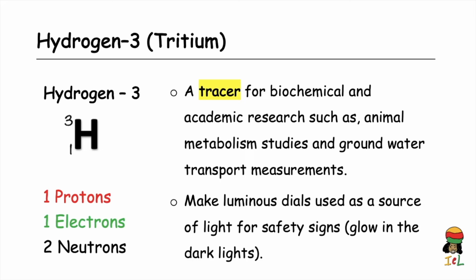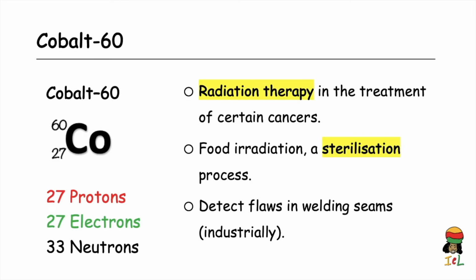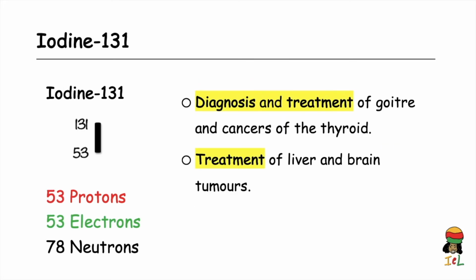sources for safety signs. Cobalt-60 is used in medicine, in radiation therapy, in the treatment of certain cancers. It is also used in the food industry for the sterilization of dry foods. And interestingly, it can also be used in the sterilization of medical instruments. Cobalt-60 is also used to monitor the thickness of materials and detect flaws in welding seams.